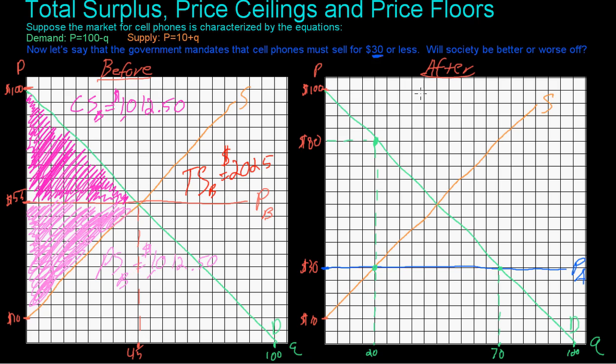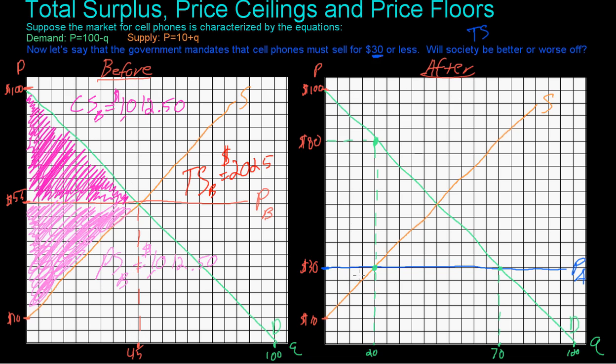Okay, so now we want to know, will society be better or worse off? When we ask that, we know that we're talking about total surplus, because it's not just asking whether consumers are better off or producers are better off, but whether the entire society is better off. So to start off with, we just need to find the equilibrium price and equilibrium quantity.